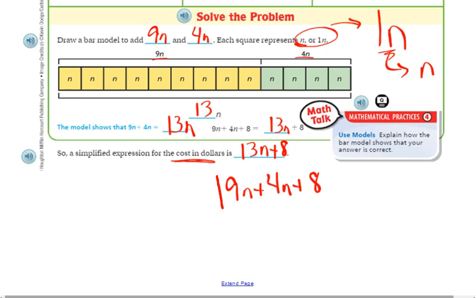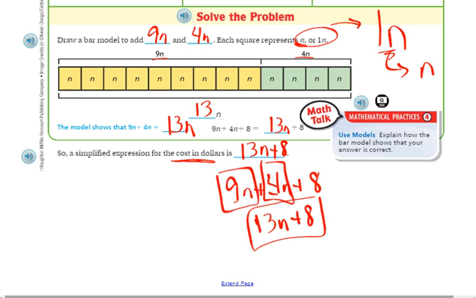And I'm going to box in my like terms. I have 9n, 4n. 9n plus 4n is 13n plus 8. And there's my simplified expression. All right, let's go ahead and turn the page as we're going to work through a couple more of these examples.